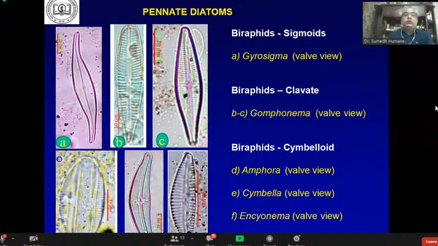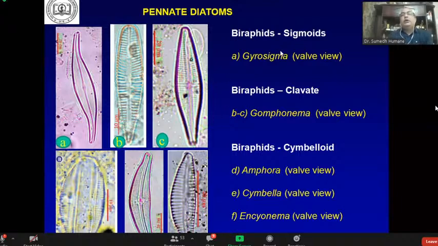You have to concentrate on the raphe. This raphe is turning towards the dorsal side in case of Cymbella. You can see this photograph. So this raphe is turning towards the dorsal side. Here, in case of Encyonema, the raphe is turning towards the ventral side. Likewise, you can use these features to identify these diatoms.